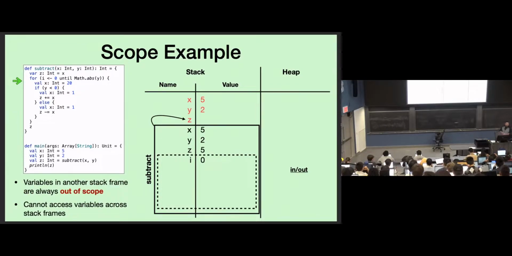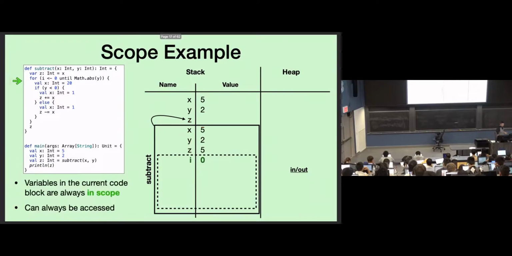So the variables outside of the stack frame are out of scope. We've already established this. You can't cross the solid lines. This x, y, and z, which technically doesn't exist yet. It doesn't get declared until after the return value, but we do draw it on the memory diagram. These variables can't be accessed. They are out of scope, which means we cannot access them right now.